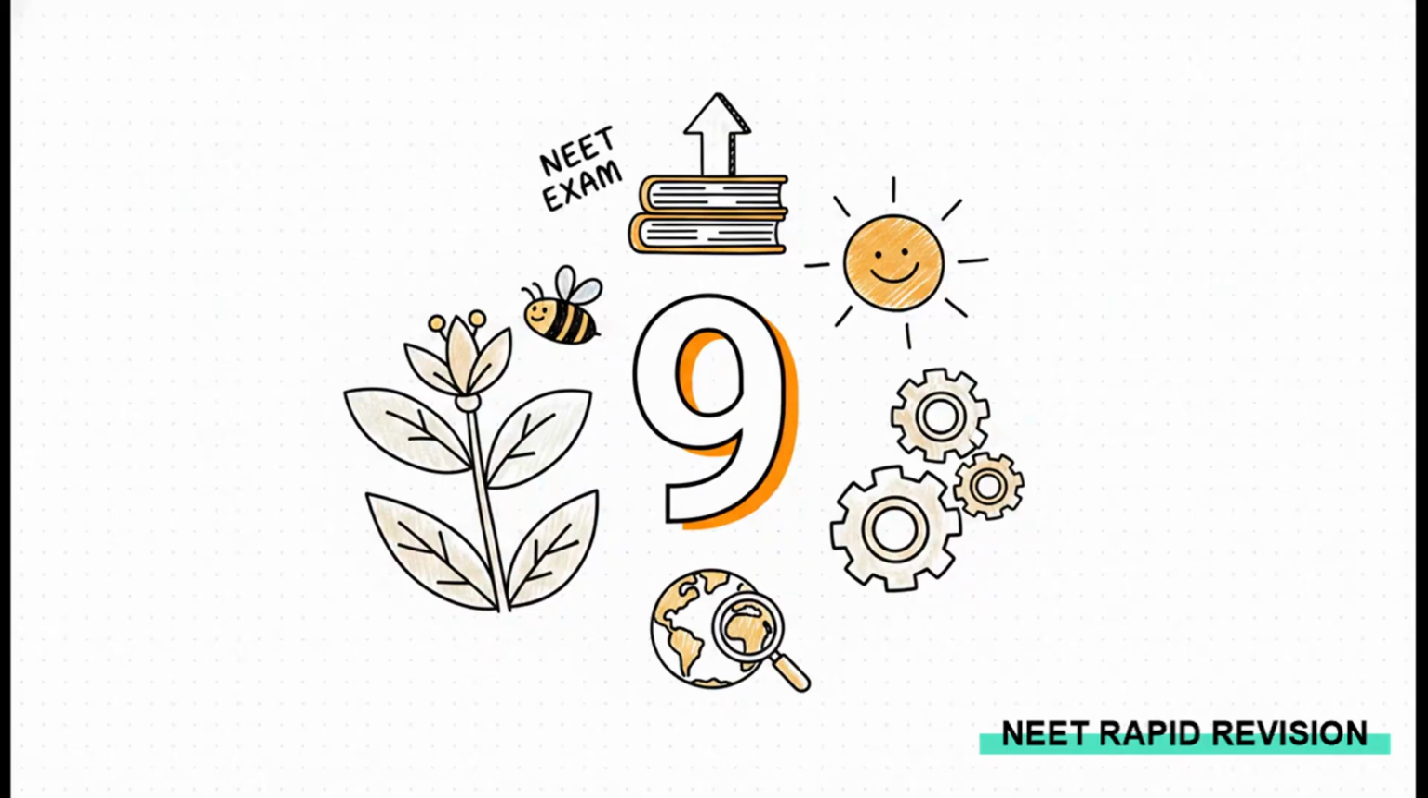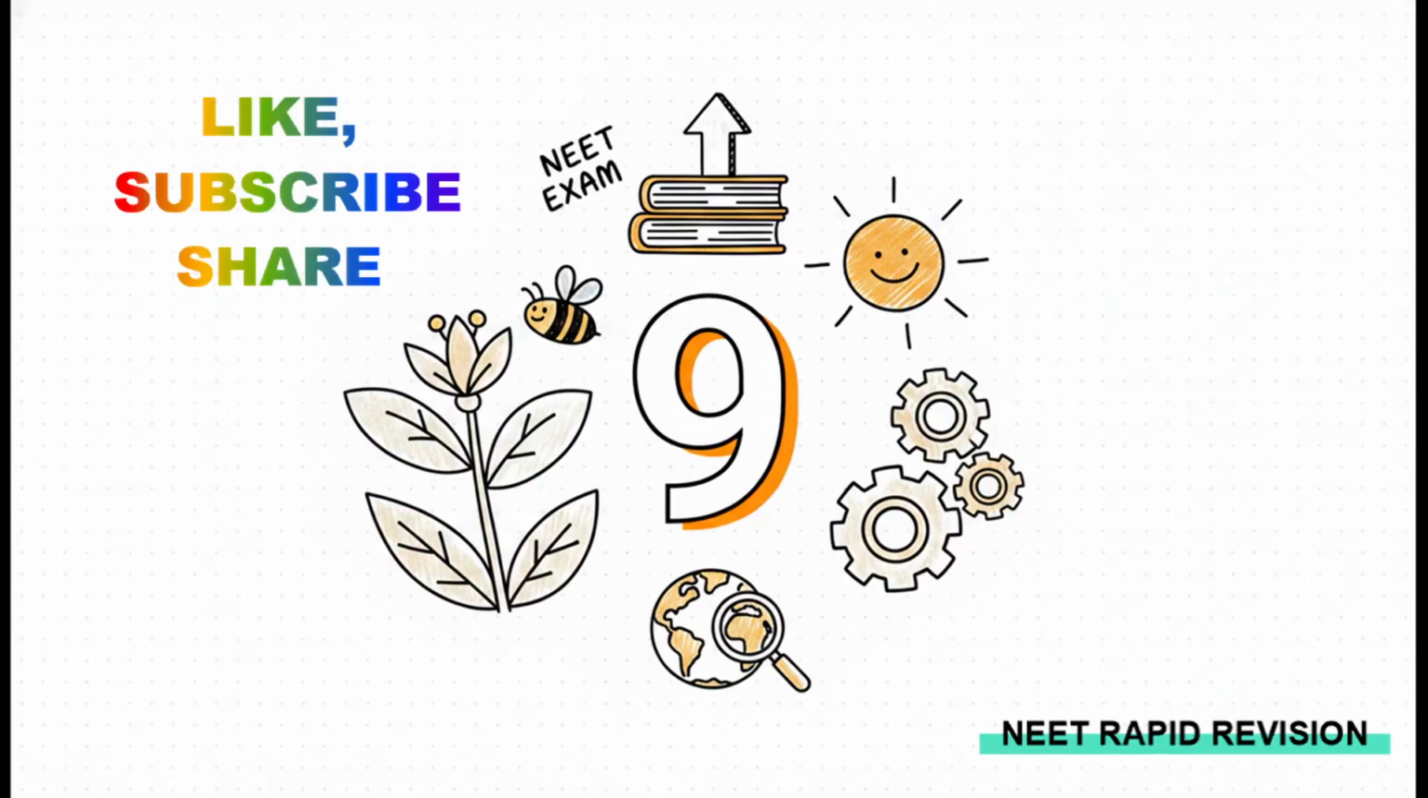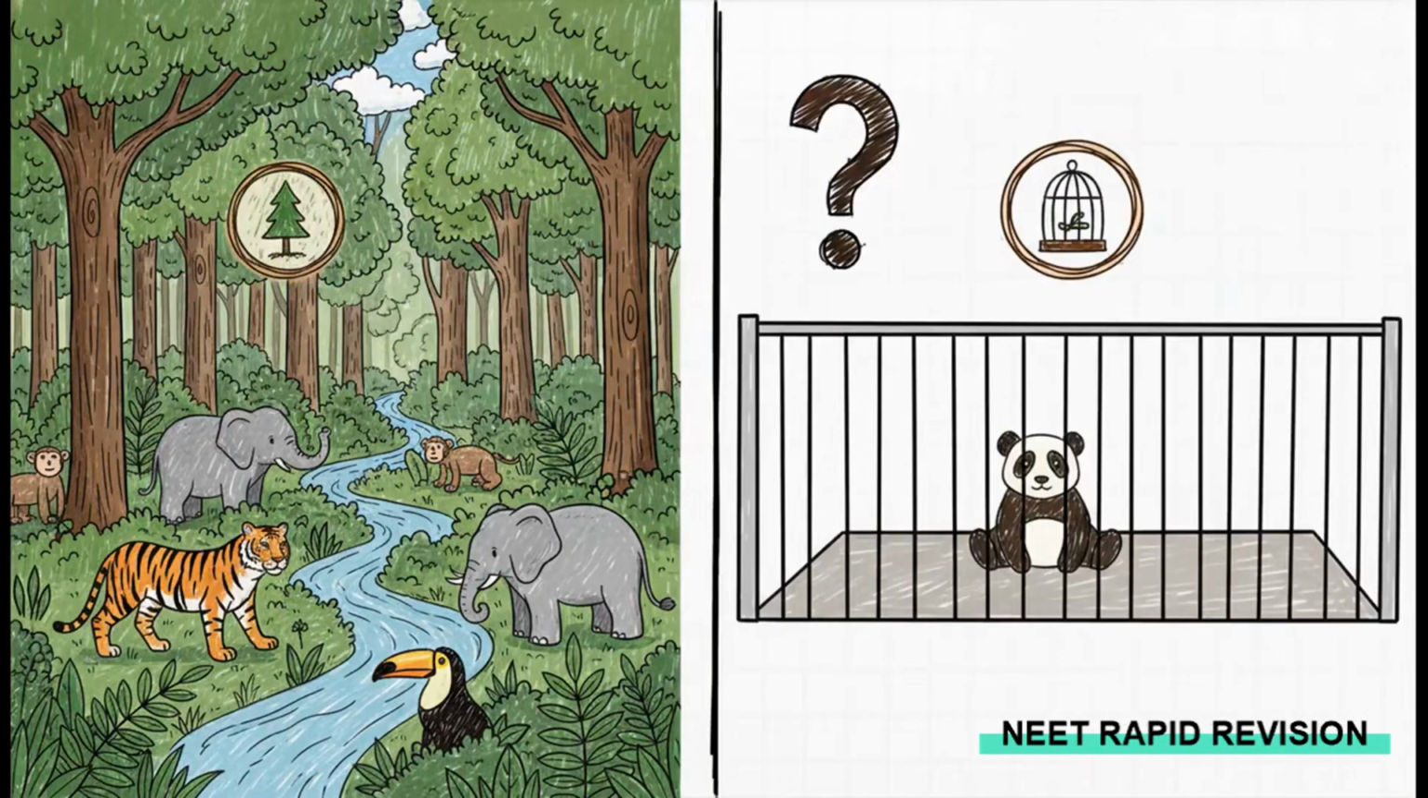All right, let's keep the momentum going. Coming in at number 9, we're jumping into the super high-yield unit of ecology. You'll almost certainly see a question like this. Which one of the following is an example of ex situ conservation? In situ versus ex situ. This is a classic trap that so many students fall into. They want to know if you really understand the basic difference between the two main conservation strategies.